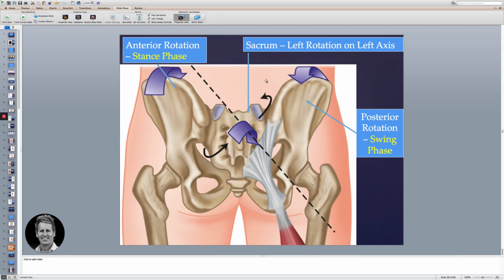Bit more complex, this one. So in this case, so look at the right side. Let's just do one part at a time. You can see the biceps femoris, the sacrotuberous ligament here. Now, posterior rotation, so this right leg is in the swing phase, okay, just about to contact the ground. So as this goes back, the innominate goes forward, okay, so it goes forward to the left on the left axis. So naturally this is in the stance phase, okay, so it'll be in an anterior. So the left side has gone forward, the right side has gone back, but the sacrum will be in a left rotation on the left axis here.